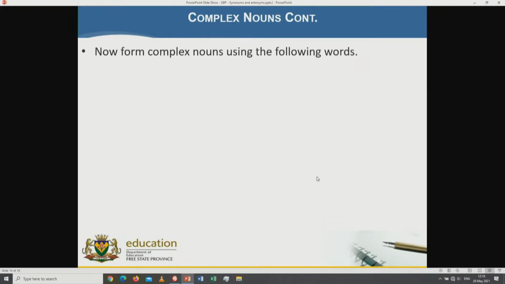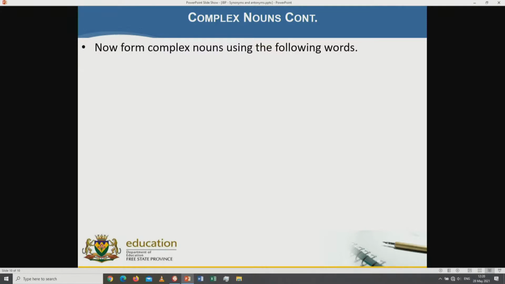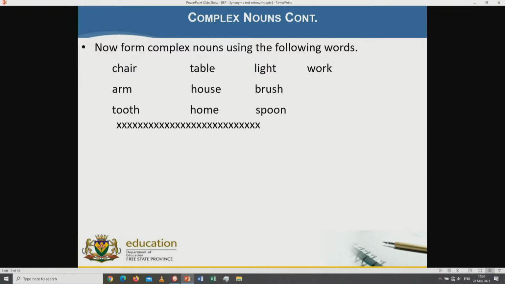Here, I have a list of words that I want you to put together to form a complex noun. Now, form complex nouns using the following words: chair, table, light, work, arm, house, brush, tooth, home, spoon. In other words, you join the words together to form a complex noun. I'm giving you just a few seconds for you to do that.